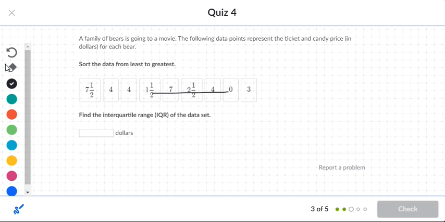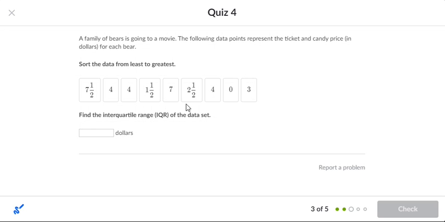So let me go back and erase this. Let's move the tiles now. So 0 is our smallest. Looks like 3, and then a bunch of 4s here. Now we skipped over a 1, so there's a 1. We skipped over 2, there's a 2, and then the 7 comes in front. So we have 0, 1 and 1 half, 2 and 1 half, 3, 4, 4, 4, 7 and 7 and 1 half.